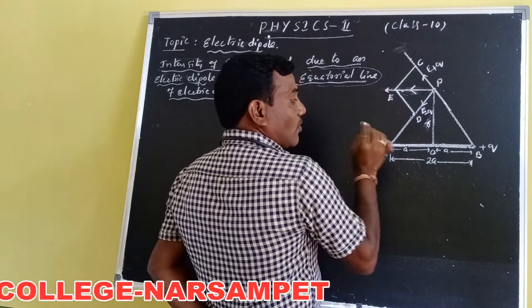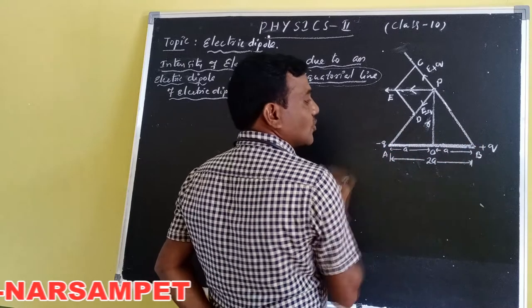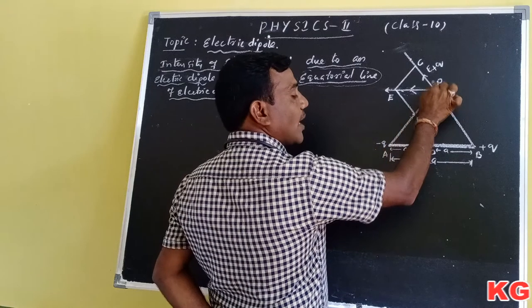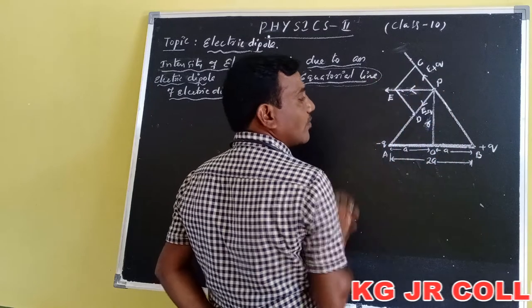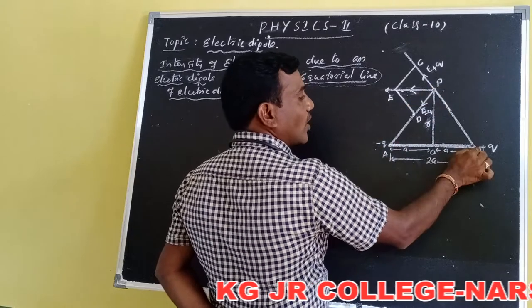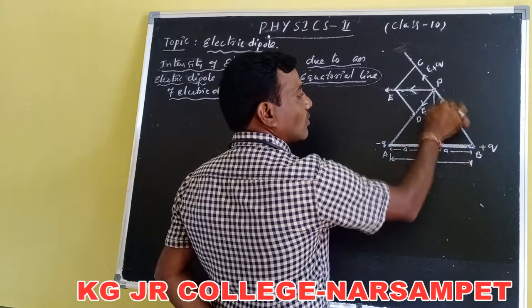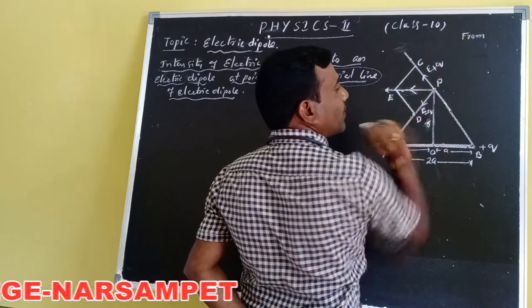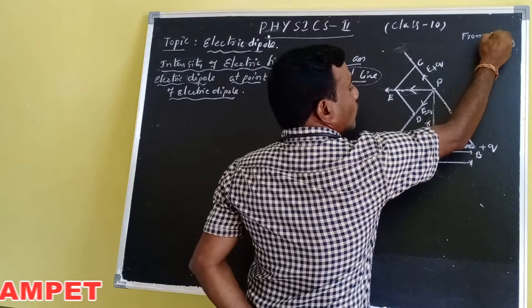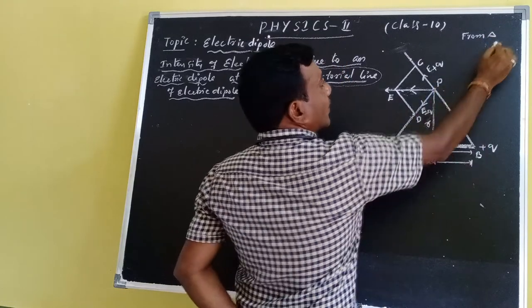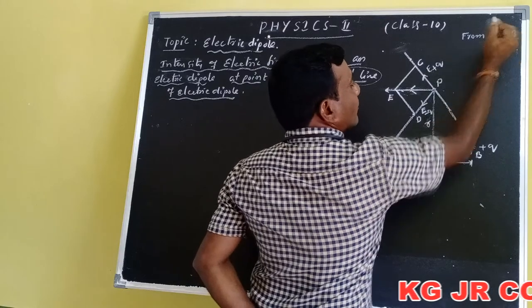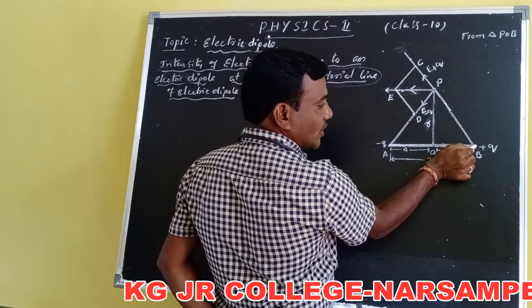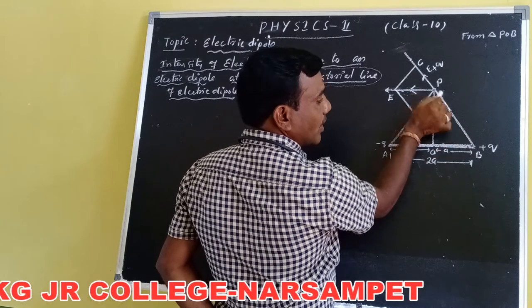First of all, we have the minus q charge and the plus q charge. First we find the distance between minus q and point P, and between plus q and point P. From triangle POB, now we find the distance between point P and plus q.